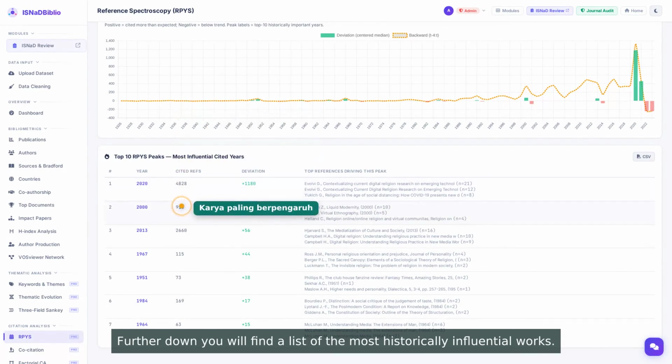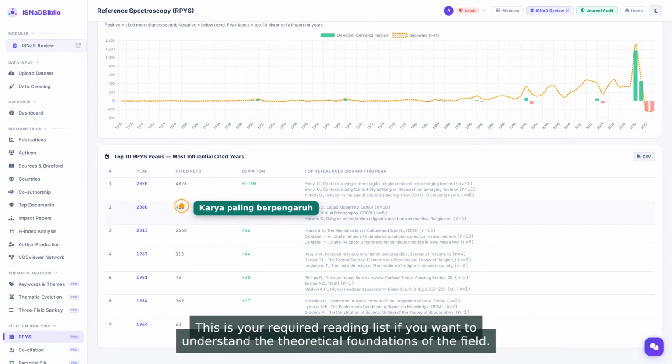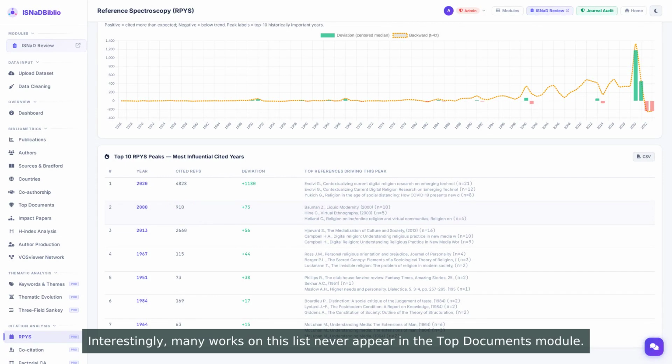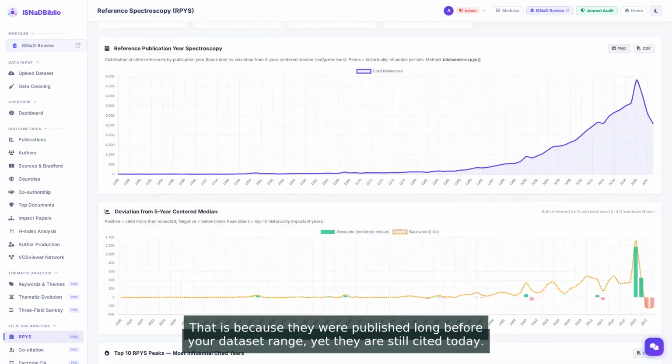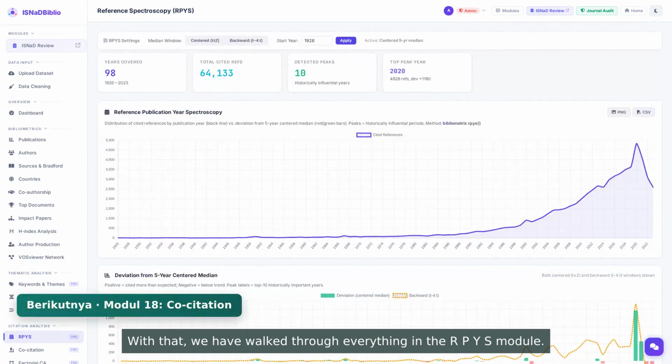Further down, you will find a list of the most historically influential works. This is your required reading list if you want to understand the theoretical foundations of the field. Interestingly, many works on this list never appear in the Top Documents module. That is because they were published long before your dataset range, yet they are still cited today.